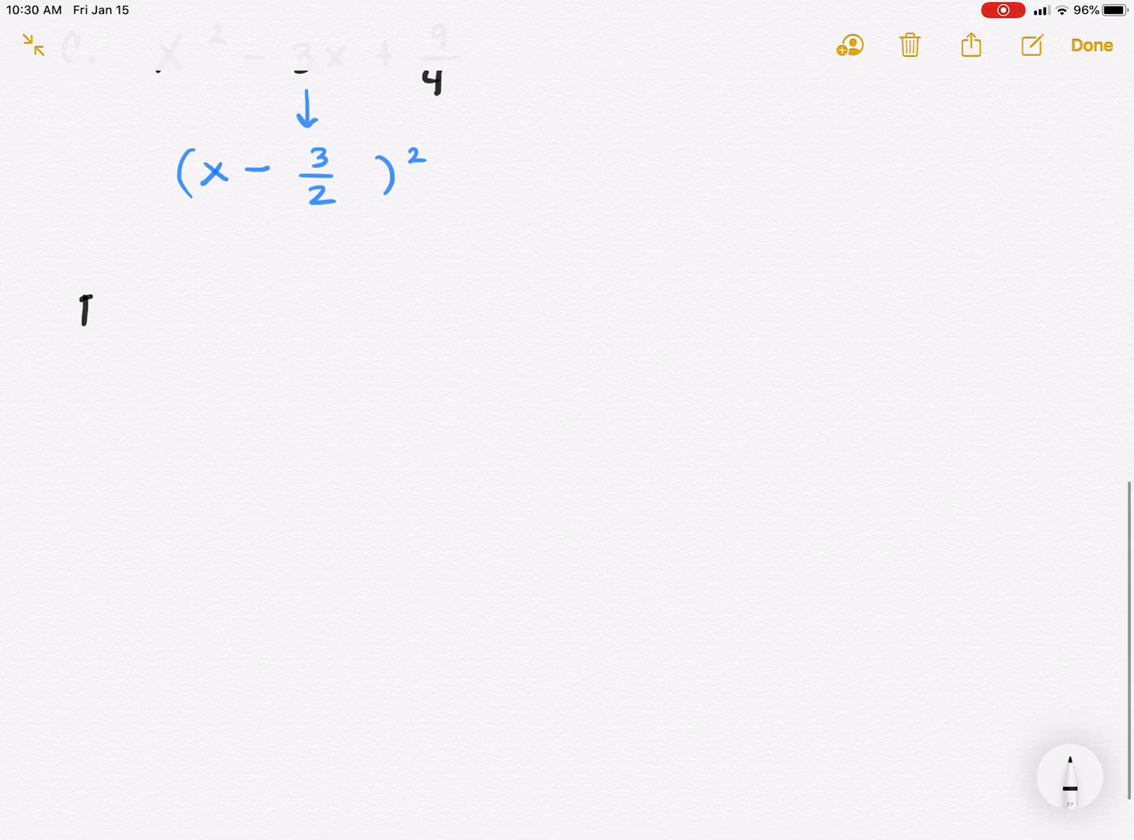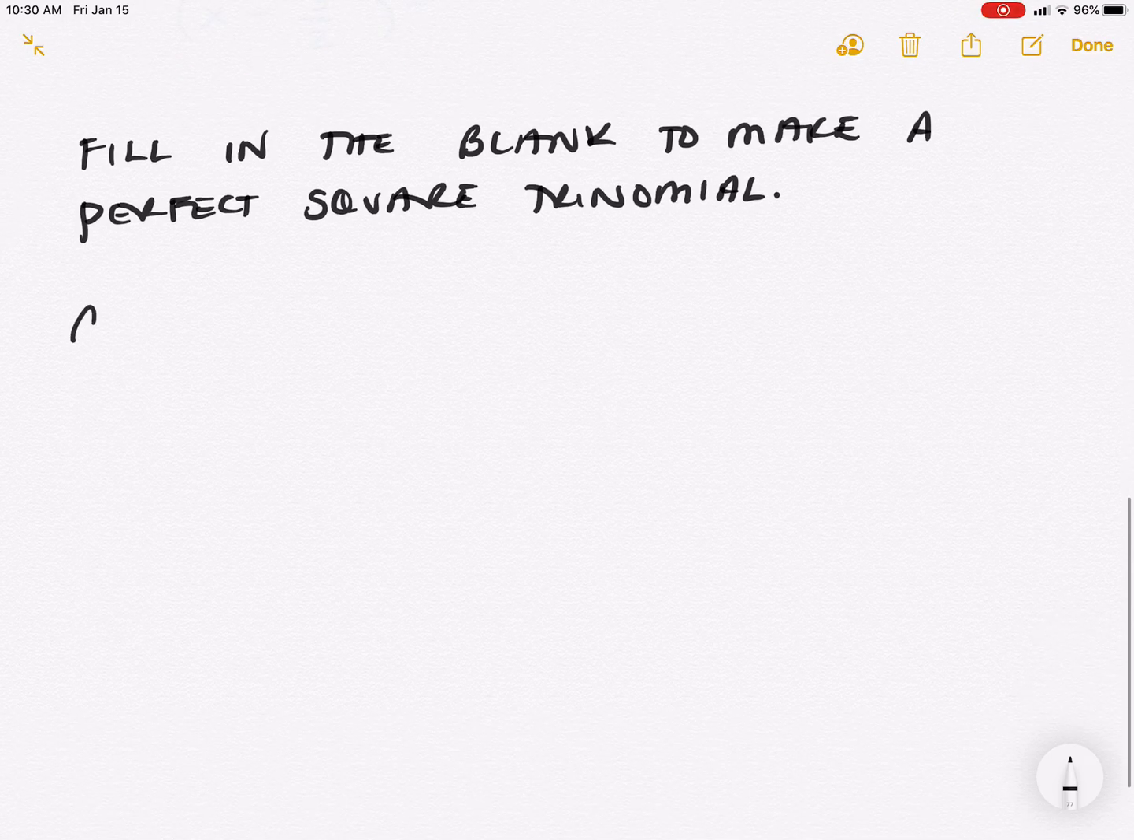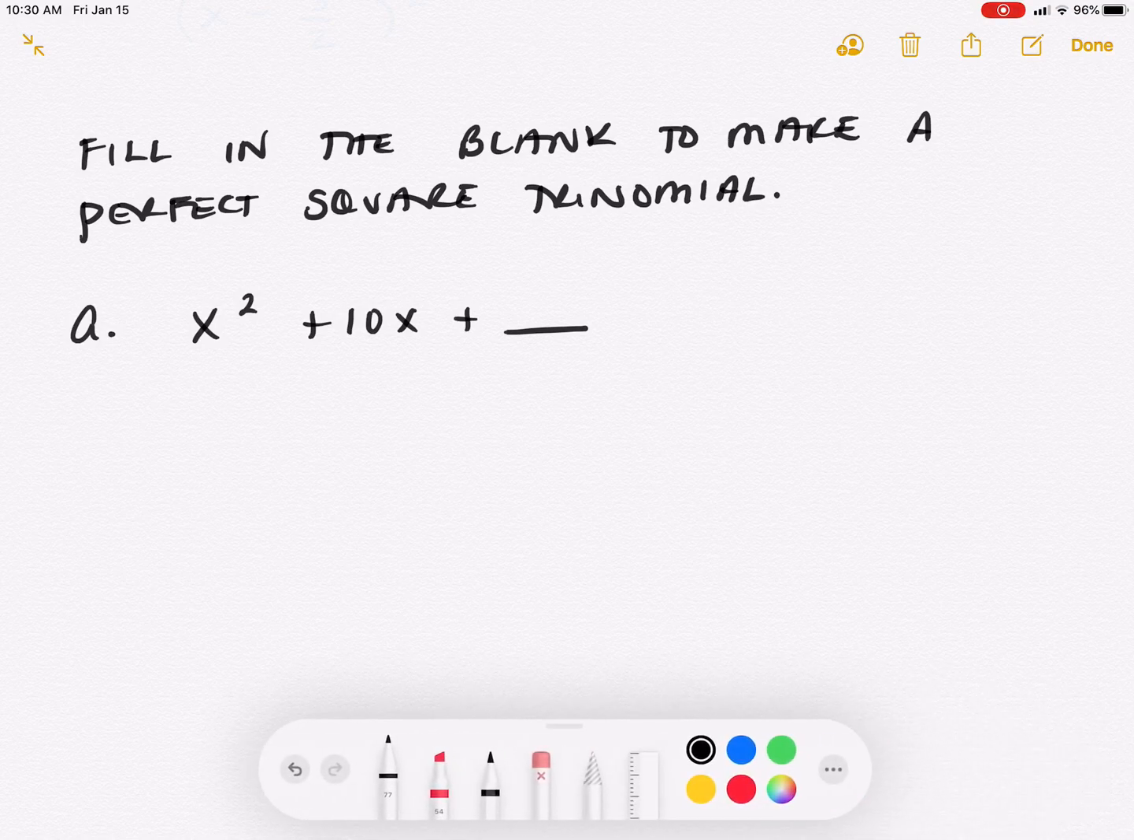Okay, fill in the blank to make a perfect square trinomial. All right, so let's suppose I give you something like this. Let's suppose that we have x squared plus 10x, and we need to know what this constant value right here needs to be so that it factors to be a perfect square trinomial, okay?